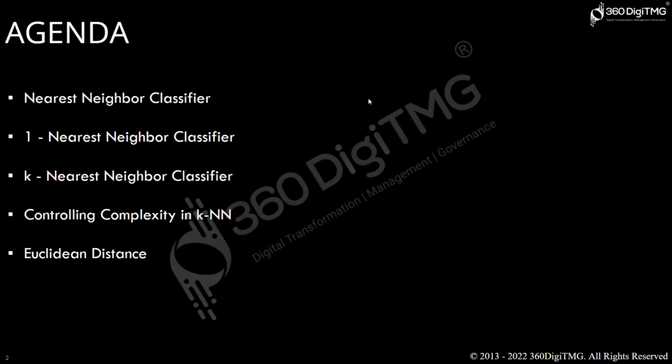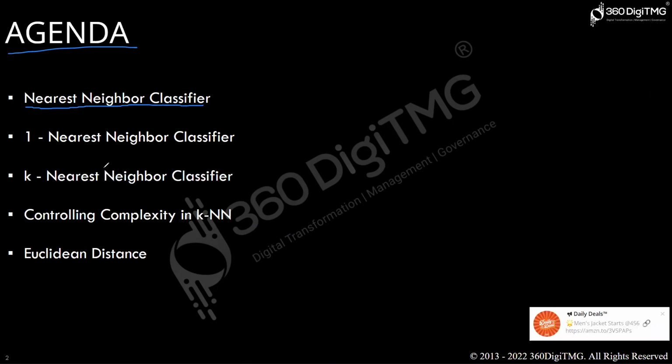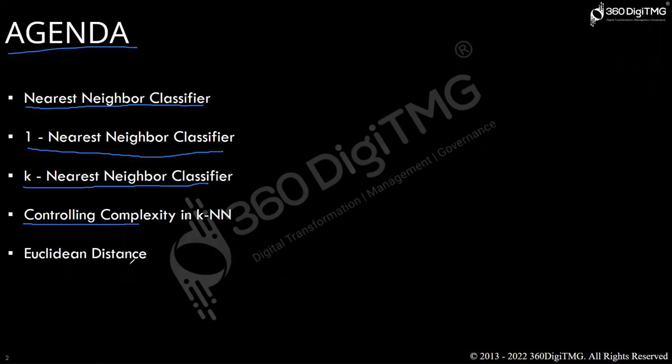Let's see our agenda first. Our agenda is to see what is meant by nearest neighbor classifier, one nearest neighbor classifier, and k nearest neighbor classifier. We will also see what is meant by controlling complexity and what is meant by Euclidean distance. These are all the agenda items for KNN. We are going to see step by step what we have to learn about KNN and how to implement it.